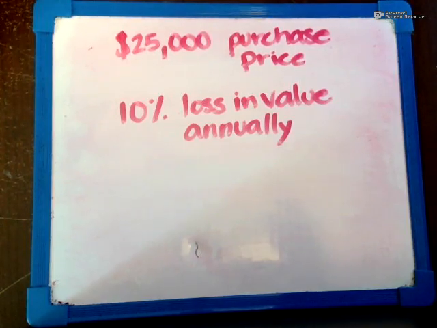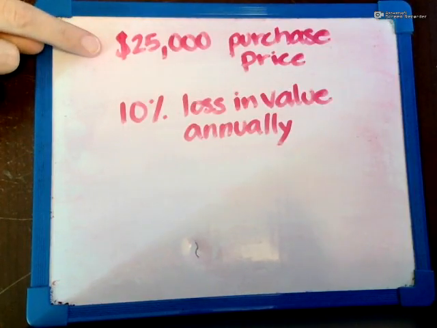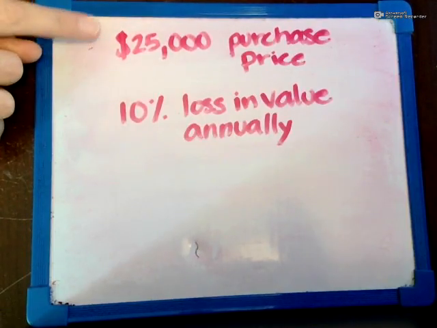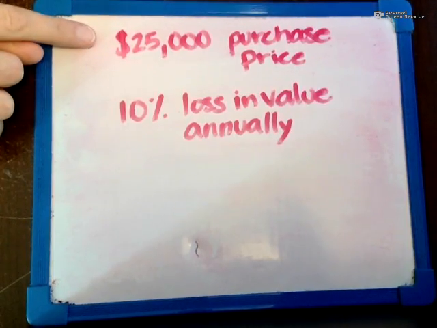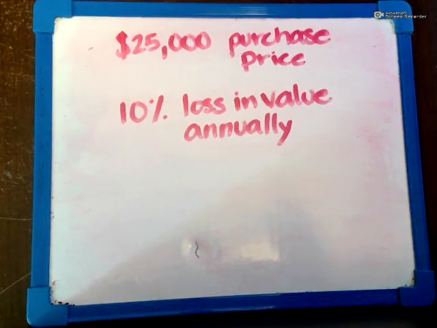Suppose Mr. Juarez purchased a new car for $25,000. The car will lose 10% of its value each year. If this is a new car, it's a really strange car. It might be like a wagon, not a car, because cars don't cost $25,000. So we're going to make a graph to model the depreciation of the car's value.